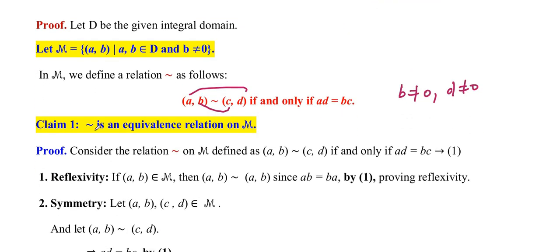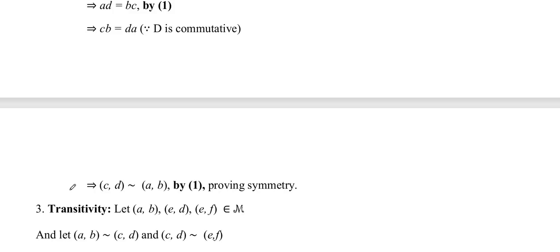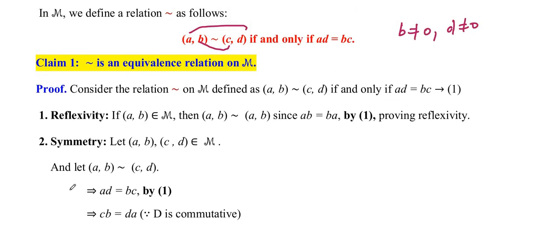Now this relation is an equivalence relation on M. That is what we are going to first establish, and that's our first claim. When you give the proof of this claim, what is known about tilde is to be written again. So consider the relation tilde on script M defined this way. We shall name this as equation 1. Now reflexivity, symmetry and transitivity are to be established for this tilde to be an equivalence relation.